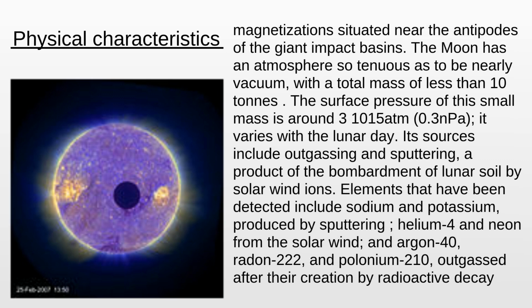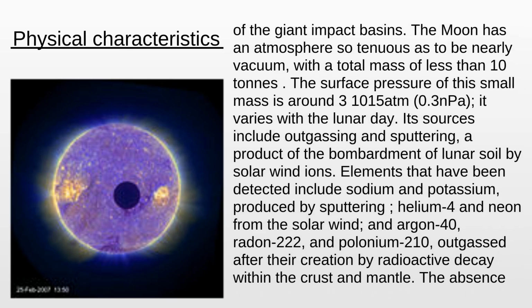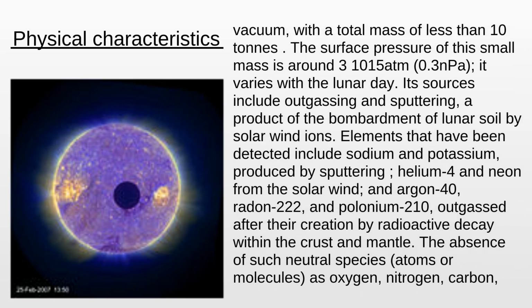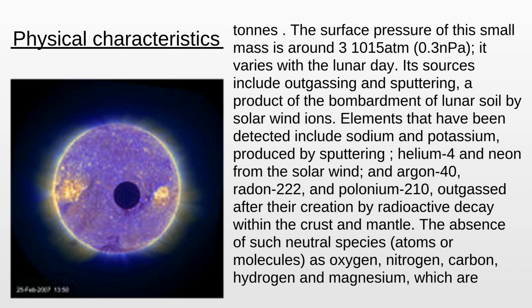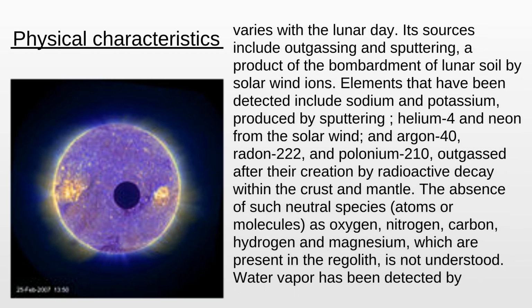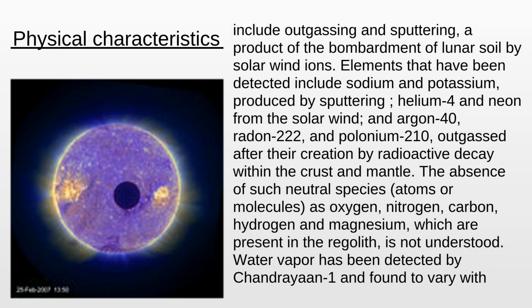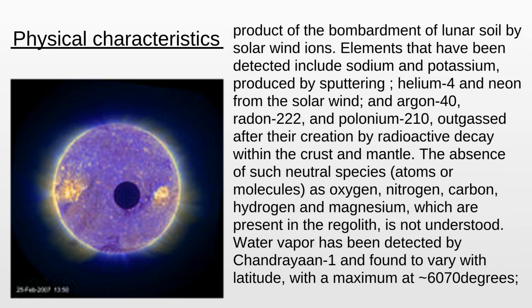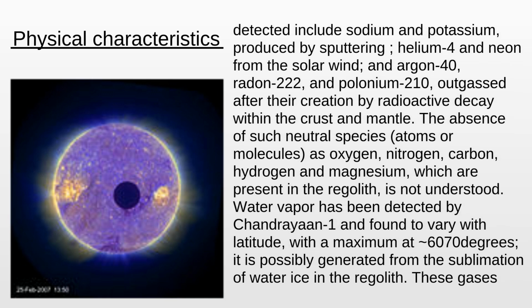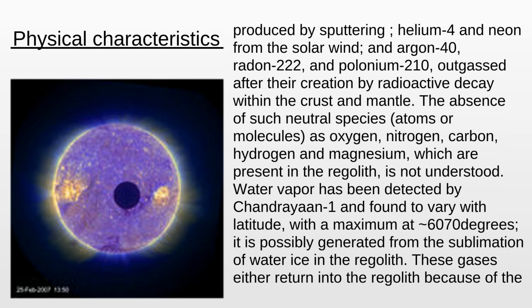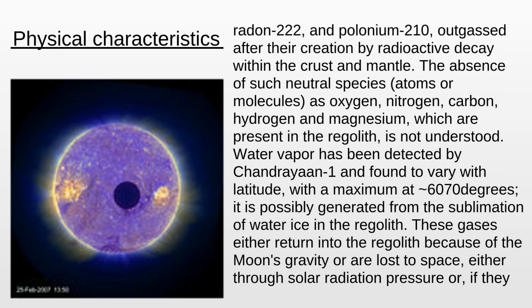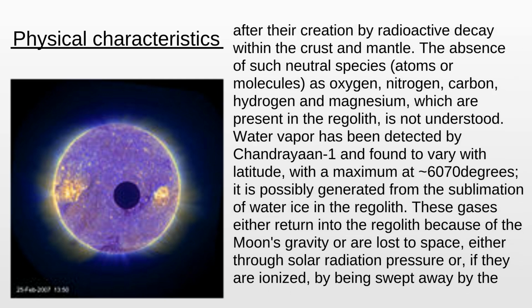The Moon has an atmosphere so tenuous as to be nearly vacuum, with a total mass of less than 10 tons. The surface pressure of this small mass is around 10^-15 atmospheres, 0.3 nPa. It varies with the lunar day. Its sources include outgassing and sputtering, a product of the bombardment of lunar soil by solar wind ions. Elements that have been detected include sodium and potassium, produced by sputtering, helium-4 and neon from the solar wind, and argon-40, radon-222, and polonium-210, outgassed after their creation by radioactive decay within the crust and mantle.